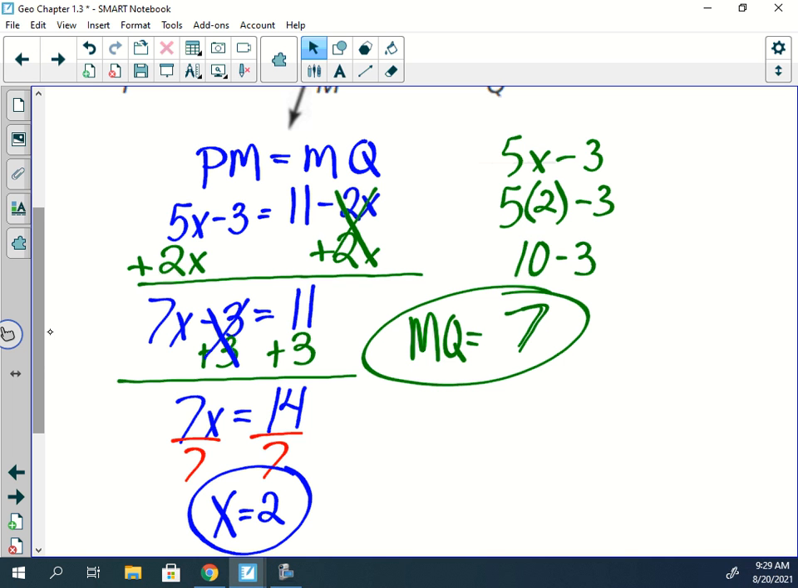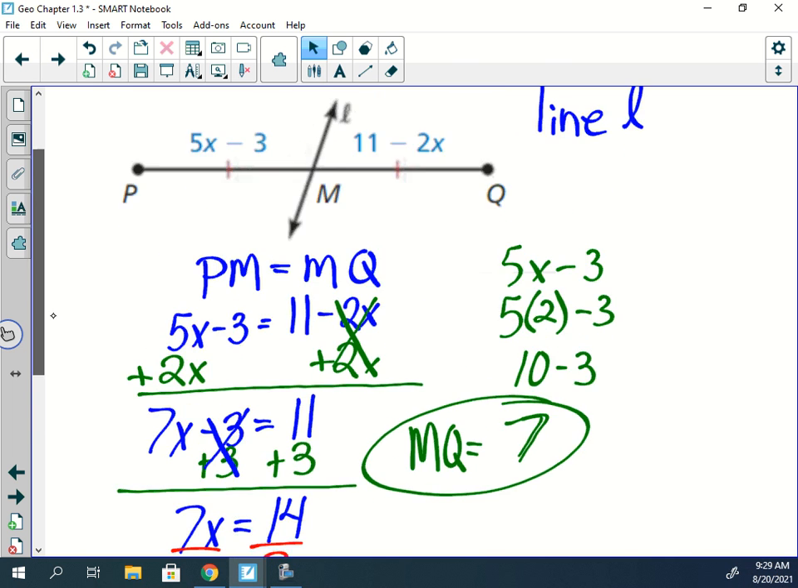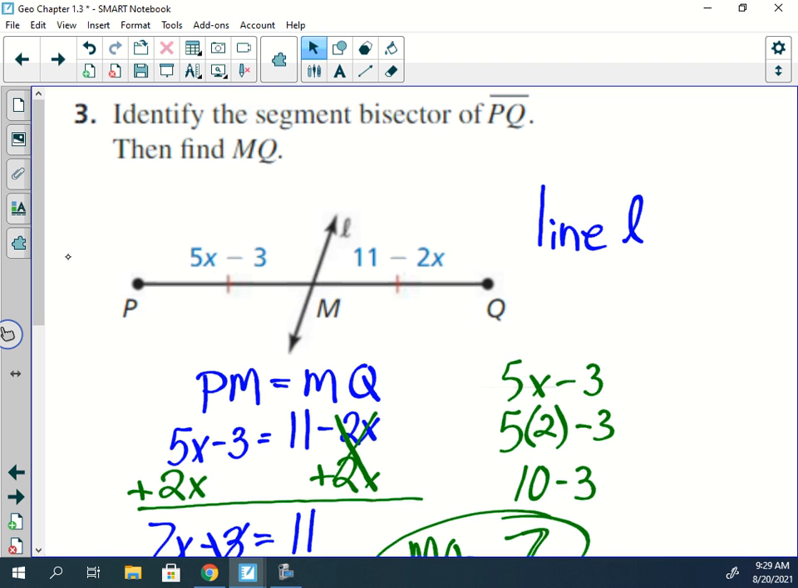We put MQ mainly because that's what the question was asking for. But I would know what you meant. Because they both would be 7, so it really doesn't matter because both of these have a length of 7 units. Any questions on this here?